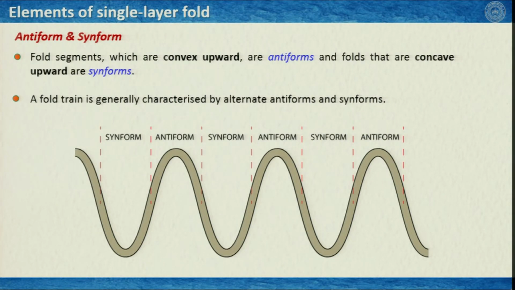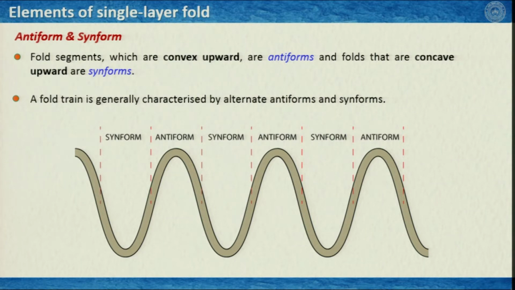What we learn here are two very important terminologies related to fold geometry and fold description: antiform and synform. Fold segments which are convex upward are antiforms, and the folds that are concave upward are synforms. So, a fold train is generally characterized by alternate antiforms and synforms. Now we define the fold train with the help of antiform and synform.